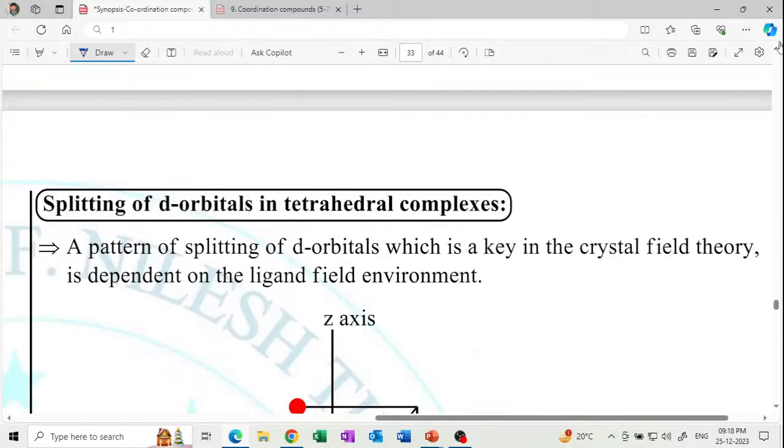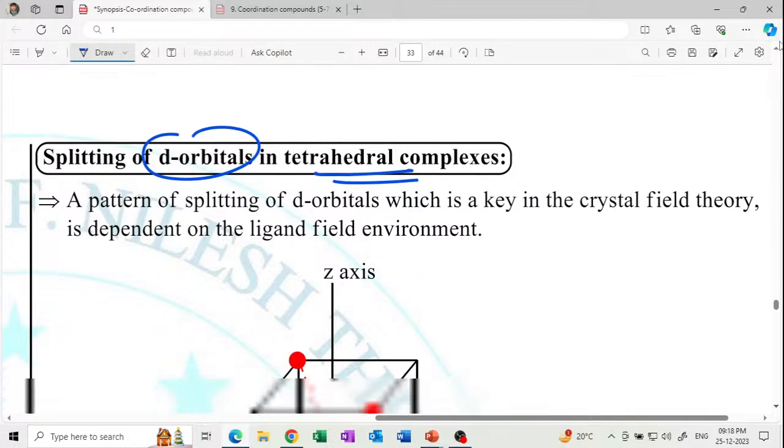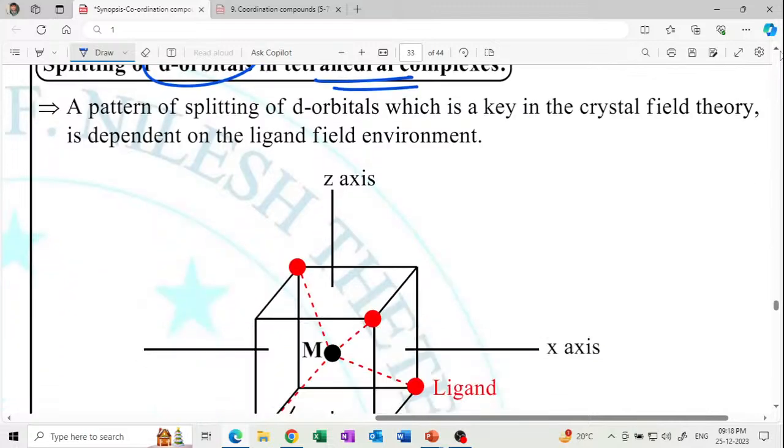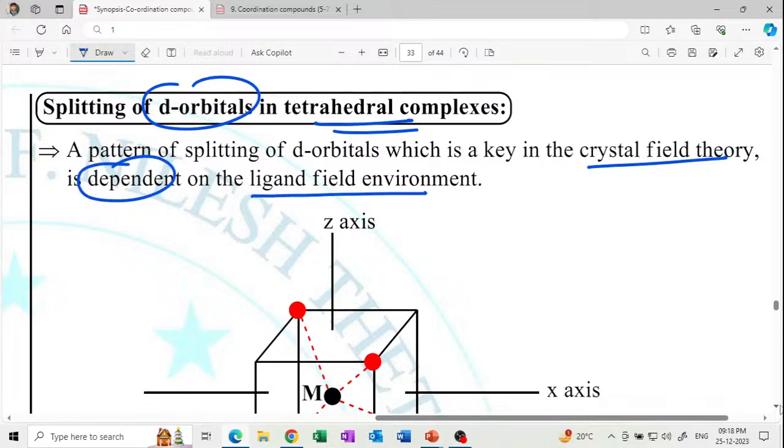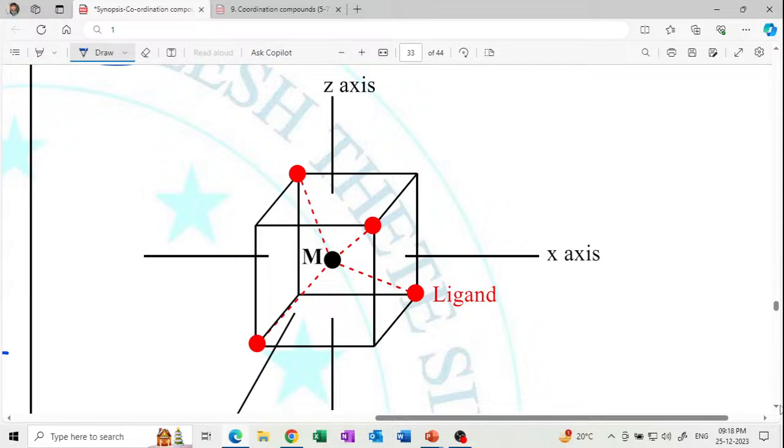Next, okay, splitting of d orbitals in tetrahedral complexes. In tetrahedral complexes, which is very important, the crystal field splitting depends on the ligand's environment. What is the ligand's environment? The ligands come between the axes. The ligands approach between the axes in tetrahedral complexes, Td complexes.